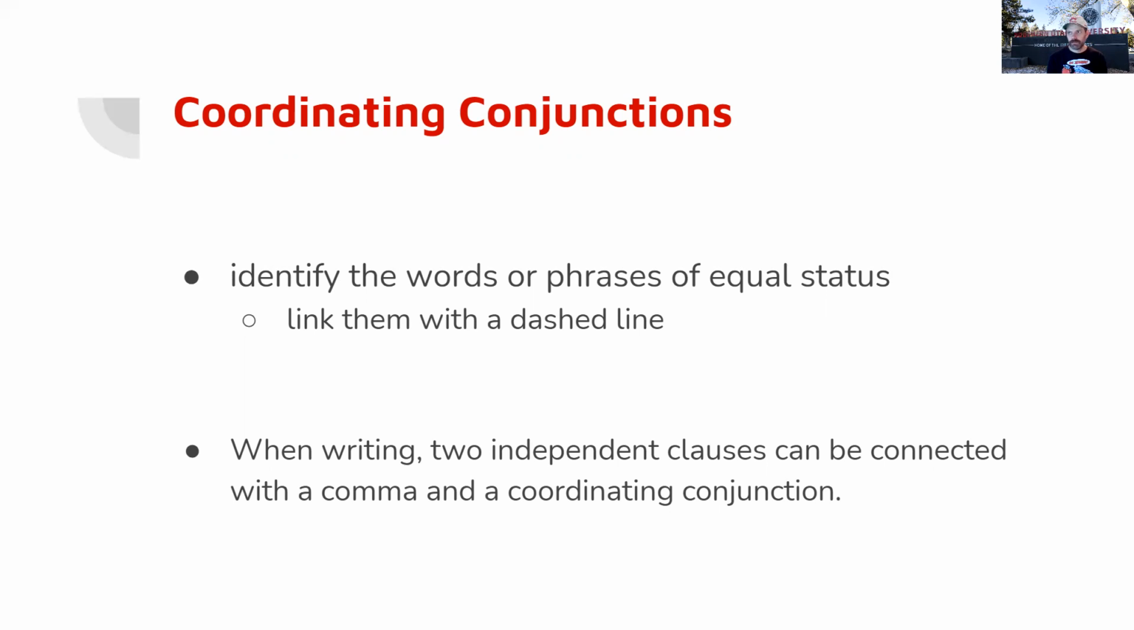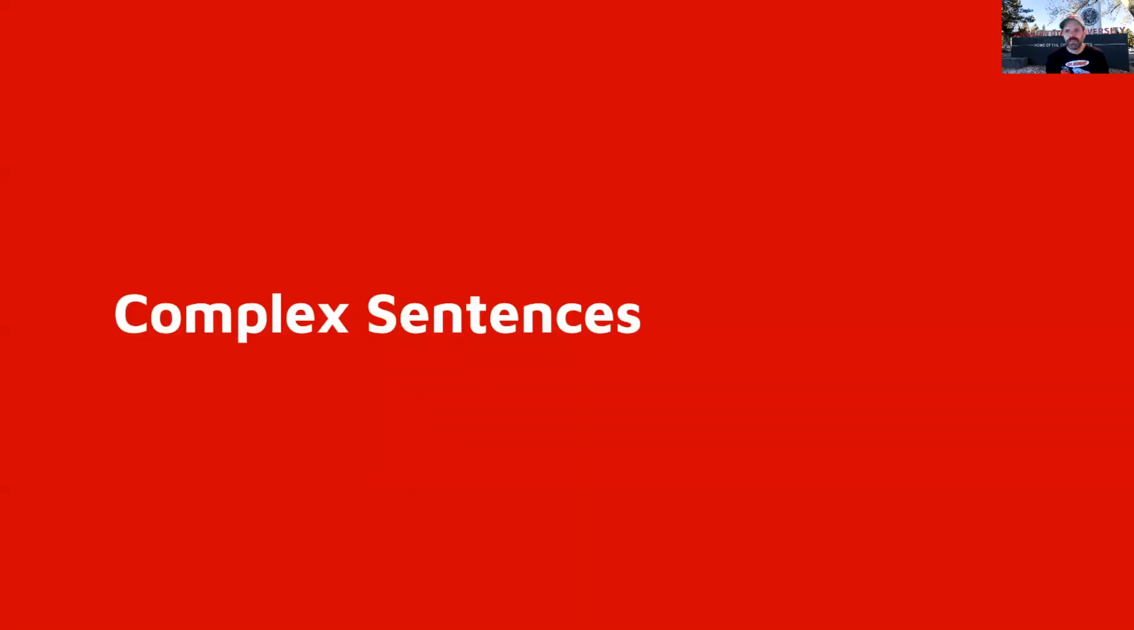When we write coordinating conjunctions in a sentence, especially when we're combining two independent clauses, we can combine them, but we put a comma between the end of the first independent sentence and the coordinating conjunction. So, I did this, comma, and I did that. All right.